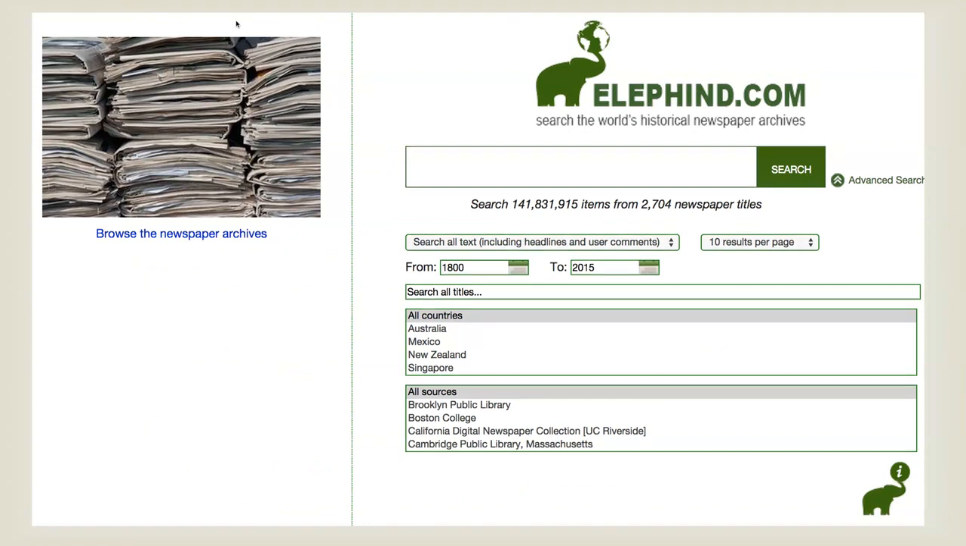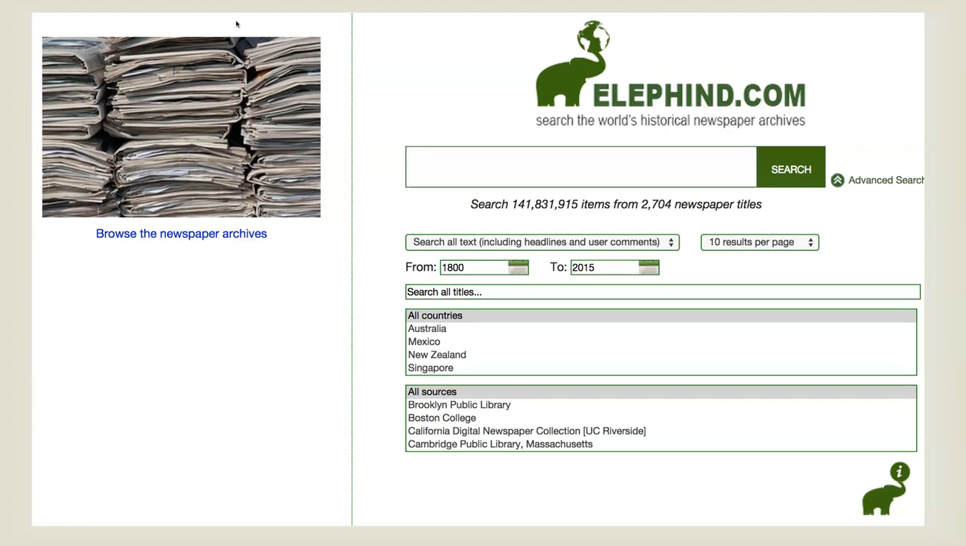Elefind is an interesting website. It's got a lot of materials from Australia, New Zealand, Singapore, but it also has some things from the United States. And so you will see things like Brooklyn Public Library or the Cambridge Public Library and a few others. So this is yet another place that, if you're not finding what you're looking for in Chronicling America or in Google, you might visit Elefind and see if perhaps you can search it there.